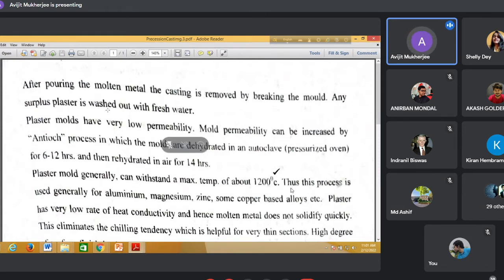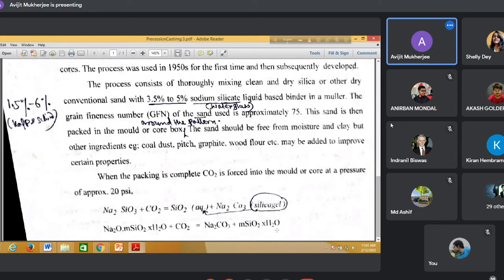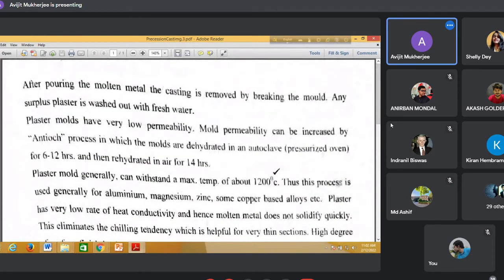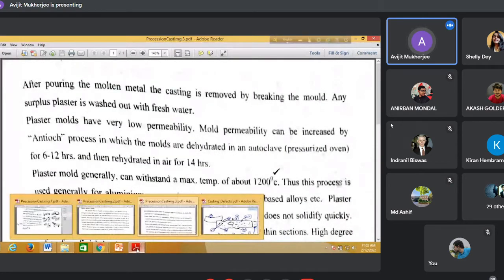But you may ask then what to do if I have ferrous metal to be cast in this fashion? So there is a remedy. In that case, instead of using plaster of Paris as a molding material, we use ceramic material. That technique is known as ceramic molding. After some time I shall discuss ceramic molding.